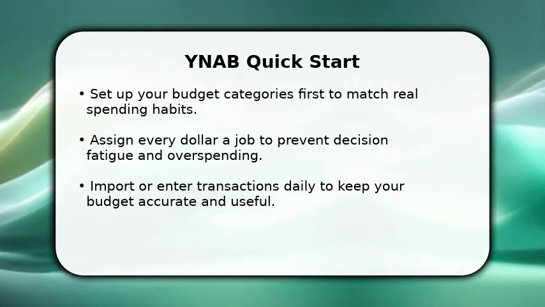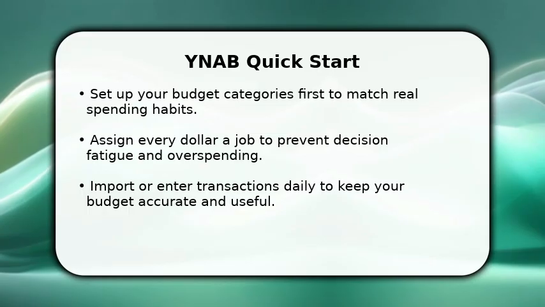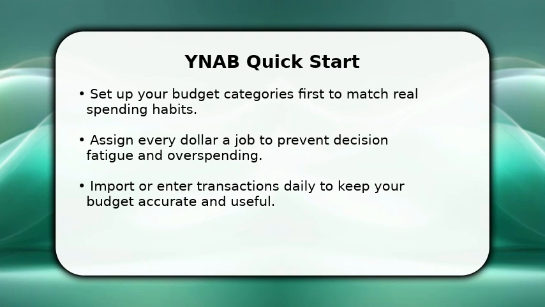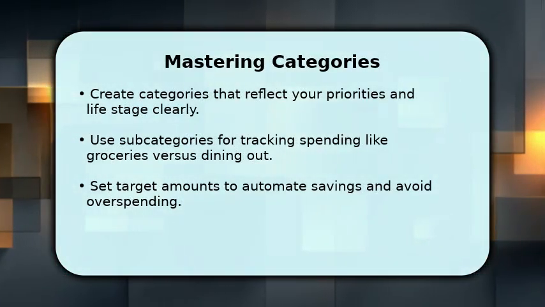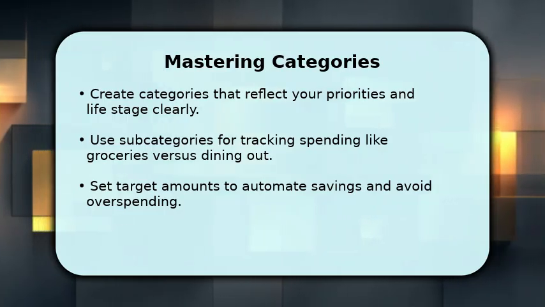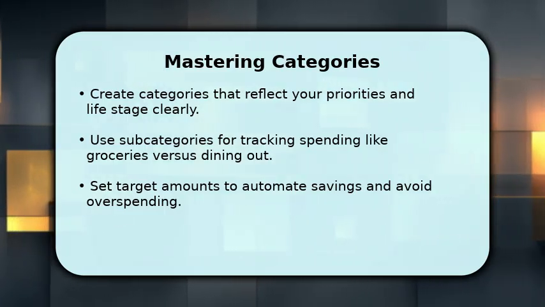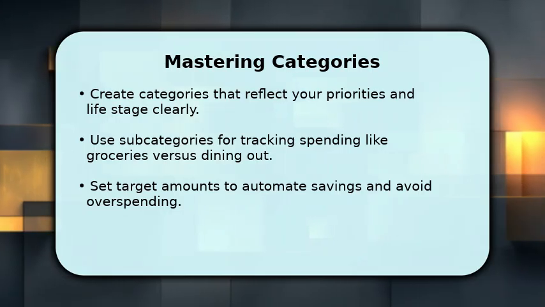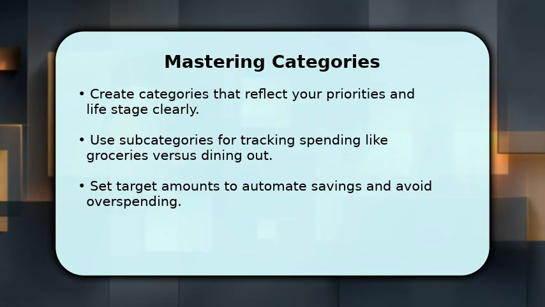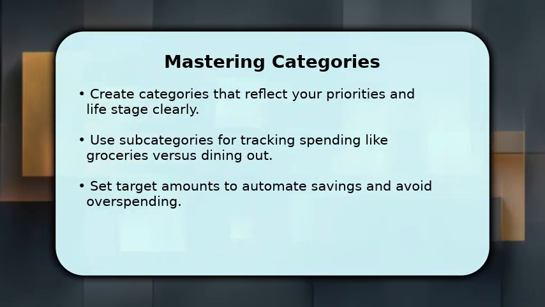Keep syncing with your bank daily and reconcile often so your numbers always reflect reality and you stay confident with your plan. Organize categories around what matters to you and label them simply so decisions are quick and clear. Use subcategories for nuances like groceries versus dining out to spot trends. Assign targets or goals to build up funds for bills, emergency savings, or one-time expenses.